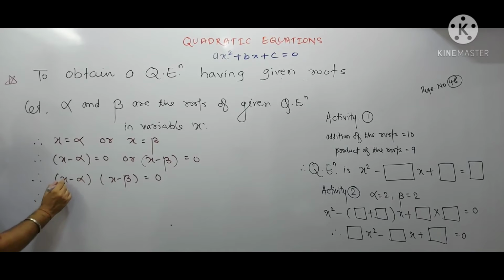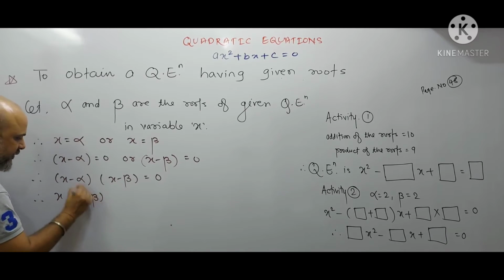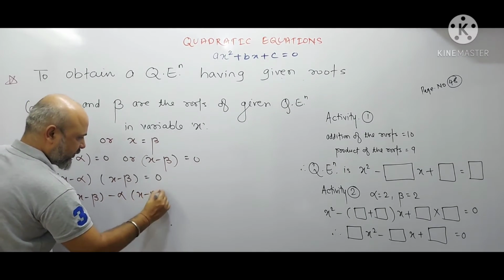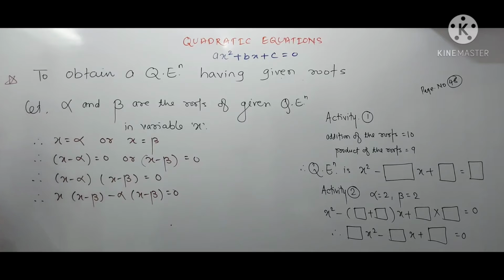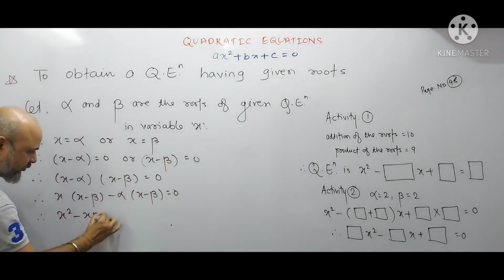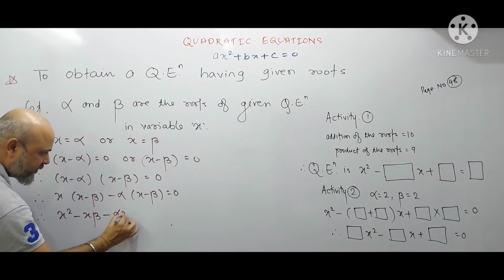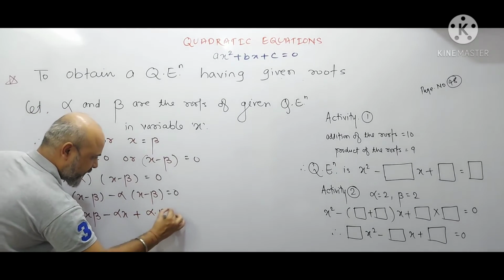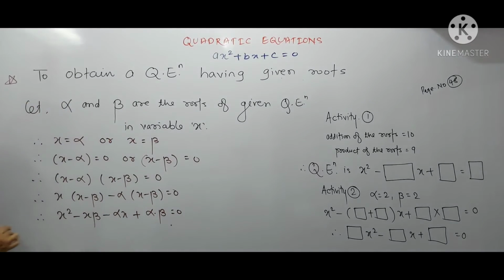How to expand? This is x, will multiply x minus beta, this is minus alpha, and this is x minus beta, and this is equal to 0. So simplify, therefore you will get x square minus x beta minus alpha x plus alpha into beta, this is equal to 0.